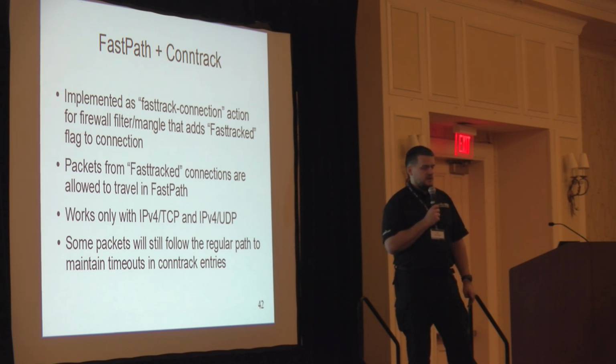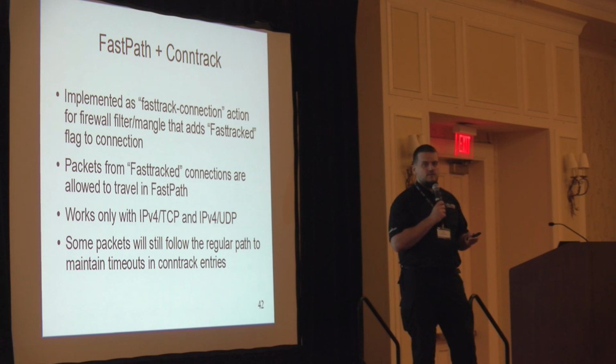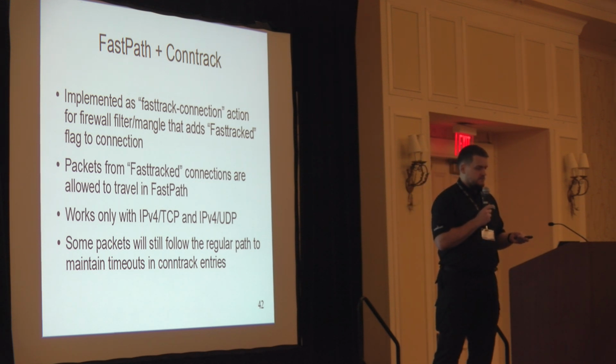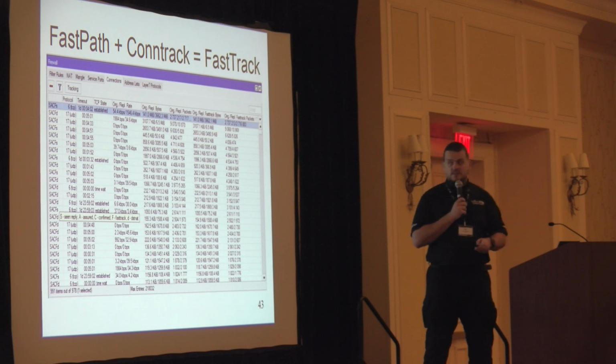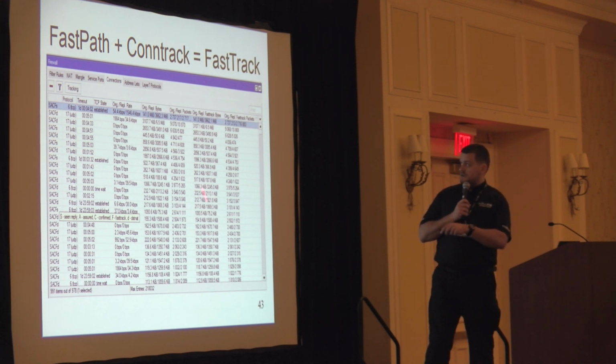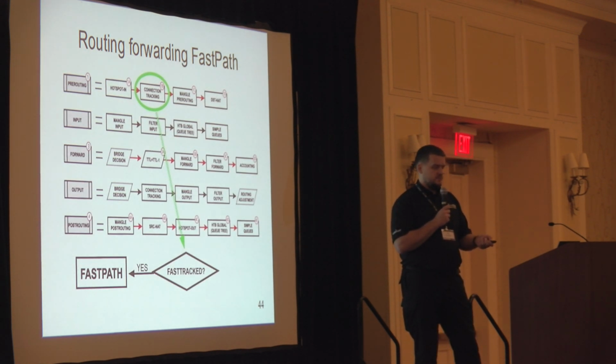And also we have a more commonly popular way to fast path traffic when you use connection tracking. This is called FastTrack. FastTrack is actually an action in the firewall where you can mark your packets as fast tracked, and then they will follow the FastPath way through the router. It only works on TCP and UDP of IP version 4. And you will be able to see the numbers, what is actually fast tracked, in the connection tracking table. It works very simply. It just looks at connection tracking and sends packets to FastPath.